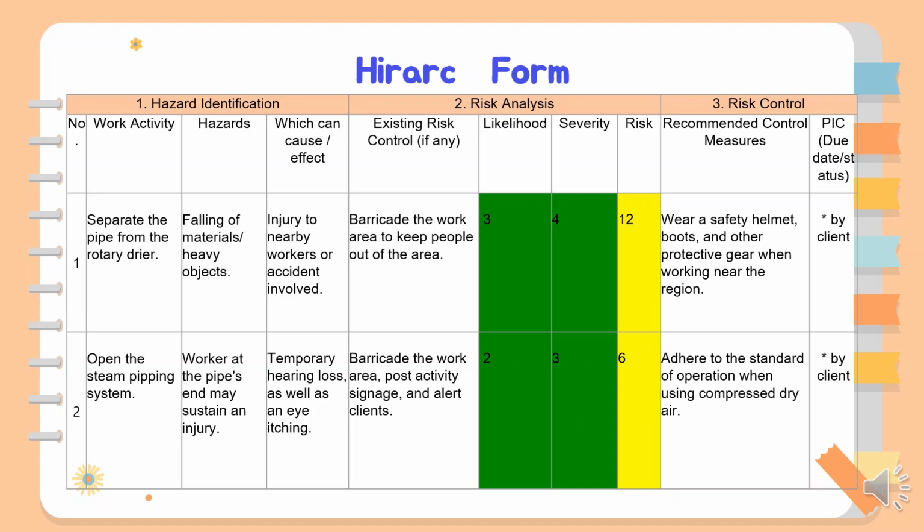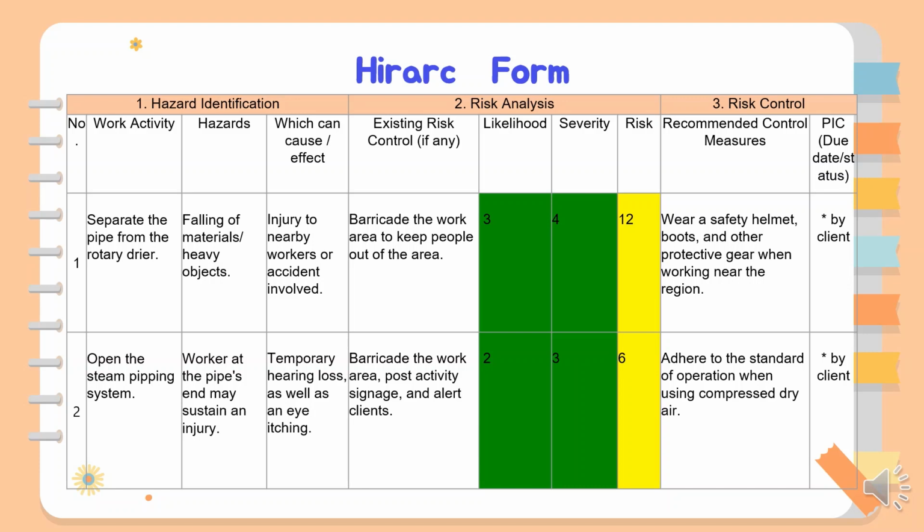The second work activity is to open the steam piping system. The hazard is that workers at the piping's end may sustain an injury. This hazard may cause a temporary hearing loss as well as eye injury.